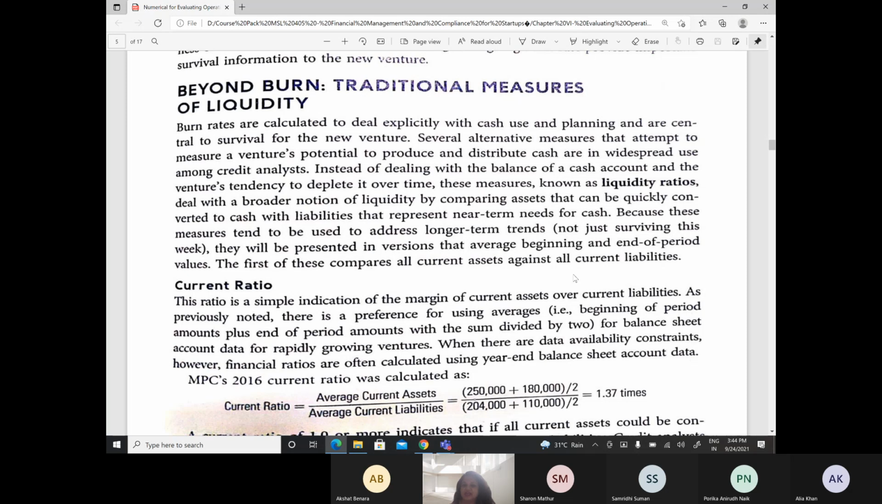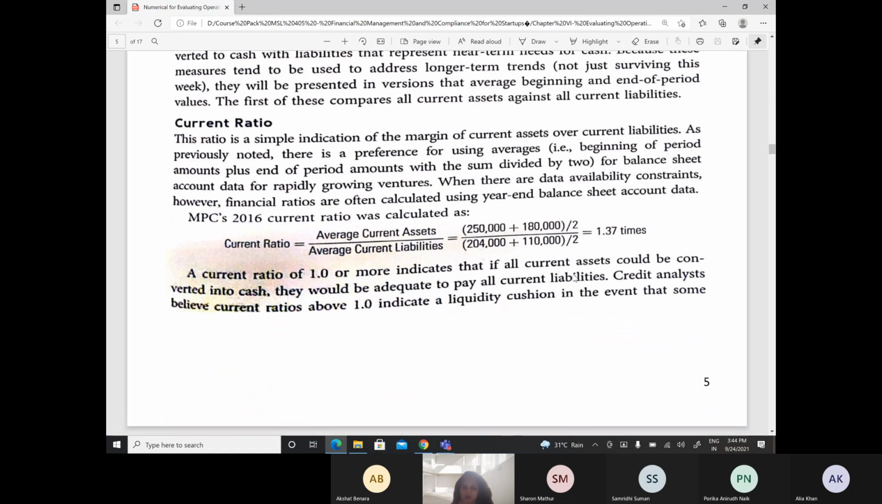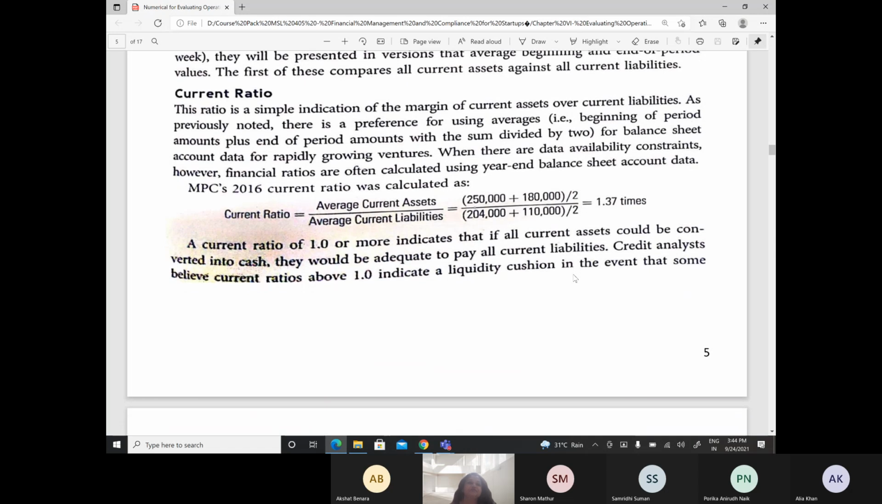The first of these compares all current assets against all current liabilities. So this is a very, very popular ratio the world over. It's called the current ratio. This ratio is a simple indication of the margin of current assets over current liabilities.